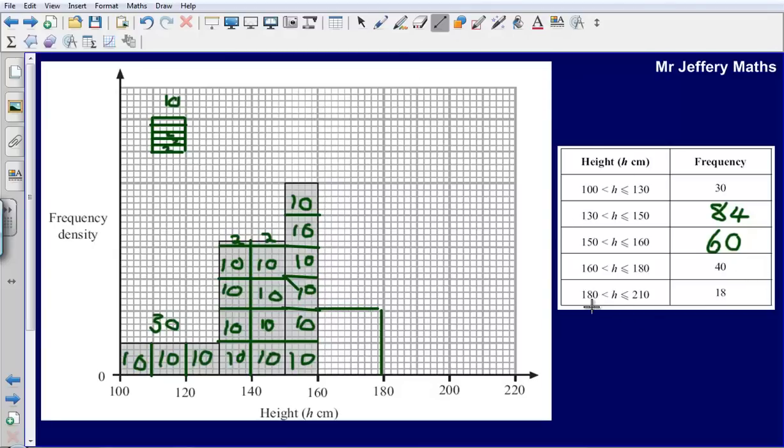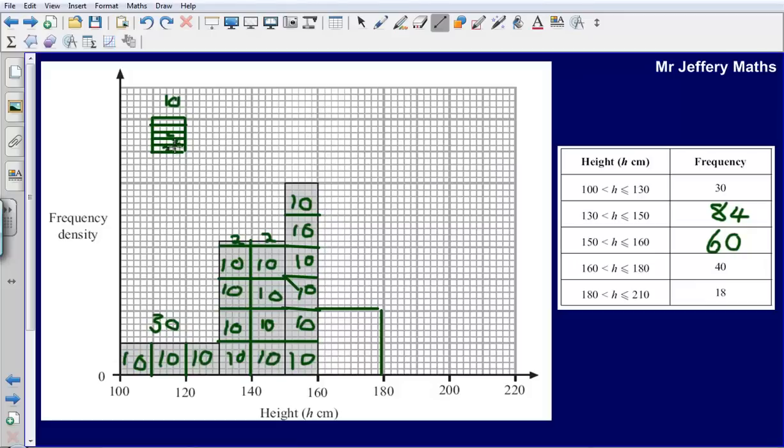And then the second one, from 180 up to 210. So 210 is there. How many boxes do I need now? Well, what I can see is that I need a frequency of 18. So if I was to highlight all of these, we can see that that is going to be too many. That's going to take me up to 30. So that can't be right. It's going to have to be less than that.